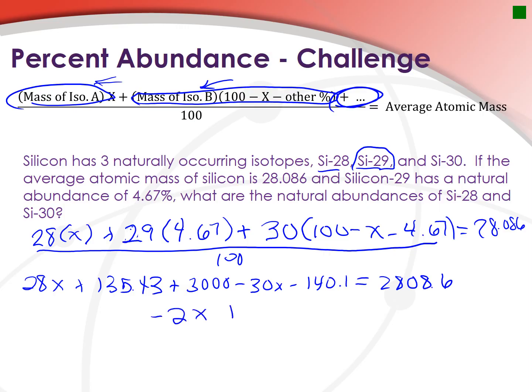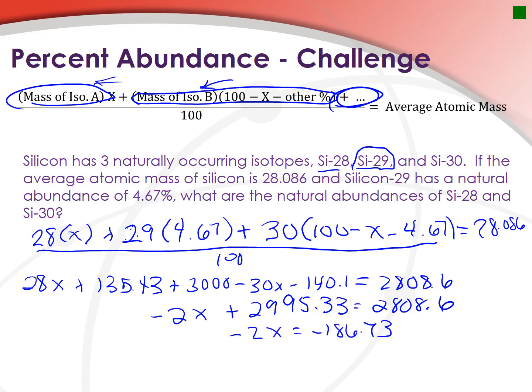So negative 2x plus 2,995.33 equals the 2,808.6. Subtract the 2,995 from each side, so negative 2x equals negative 186.73. Divide by negative 2, and you get 93.37. Now I need to figure out which one that goes with, and if I look at where I've defined x, that would be silicon 28. So I know that silicon 28 has a percent abundance of 93.37.